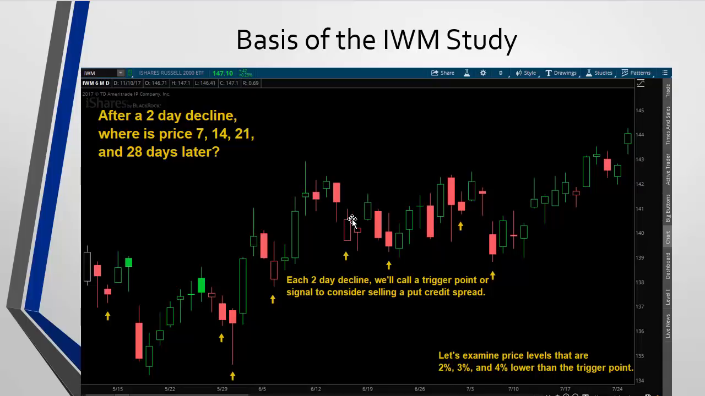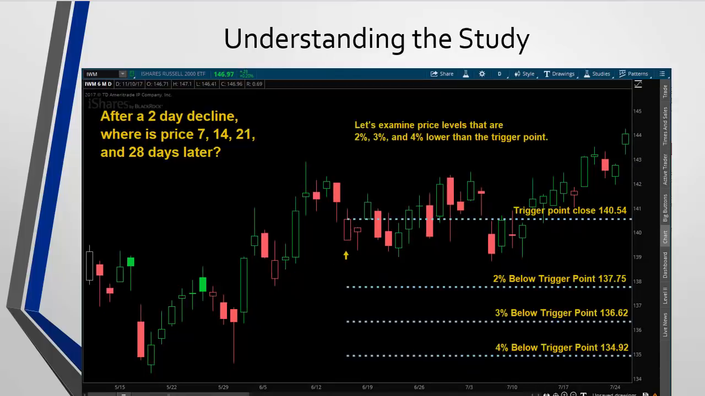These are all end of day price closes of the IWM for the past 15 years. Since we're going to be selling put credit spreads, typically you're going to want to sell something a little bit out of the money. So we not only want to see where it is 7 days later or 14 days later, we want to know where it is if it's lower than that. So we're going to examine price levels that are 2, 3, and 4% lower than the trigger point.